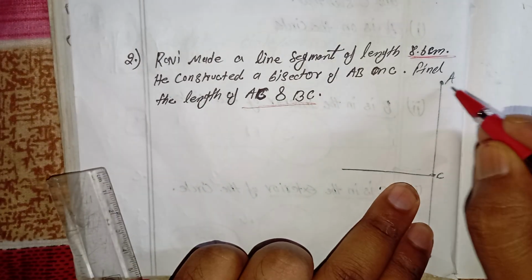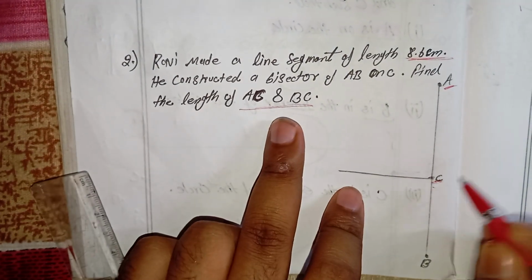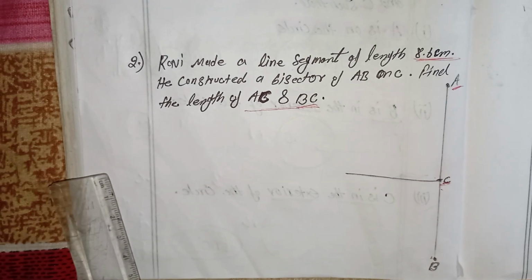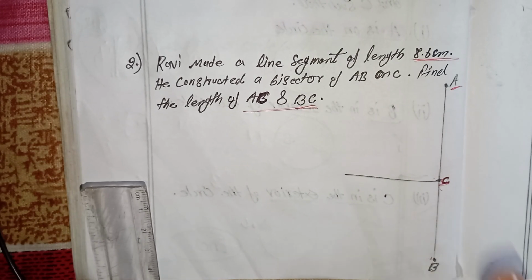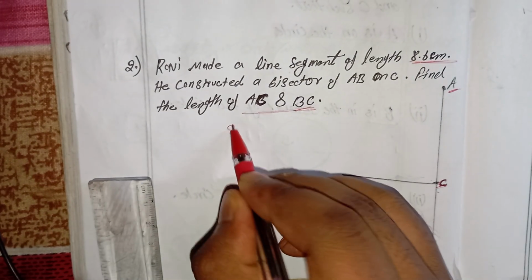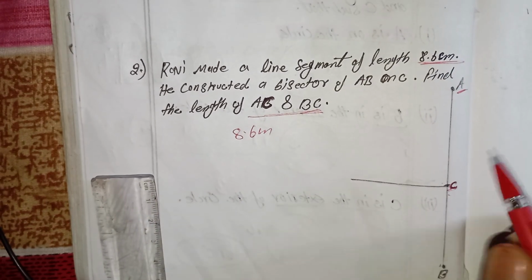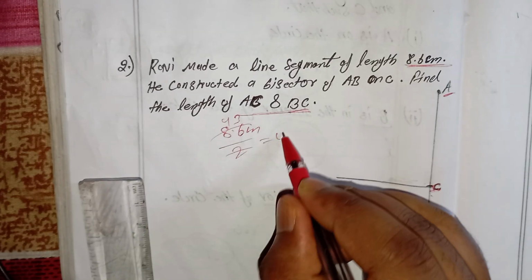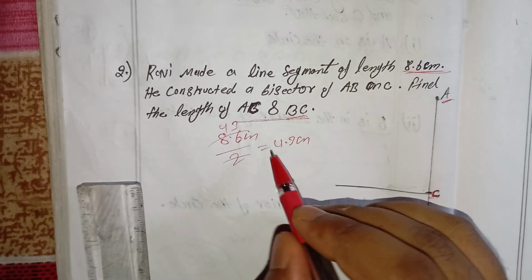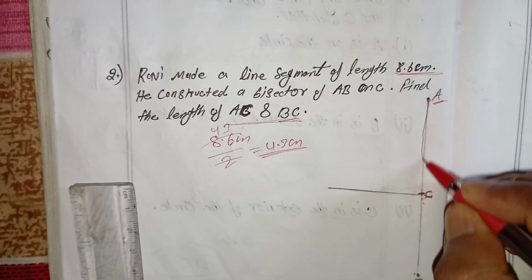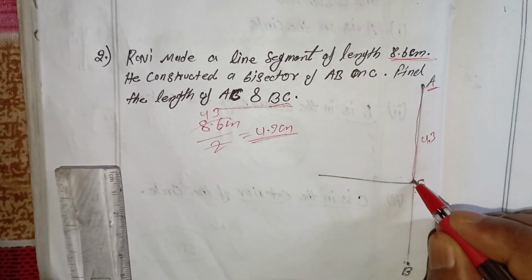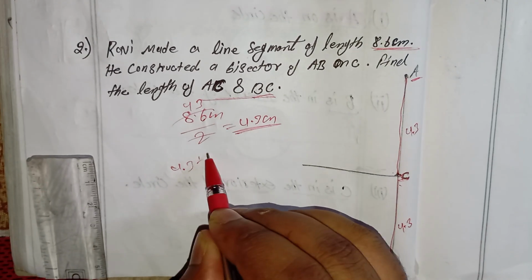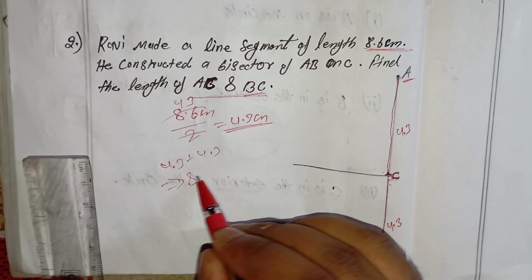It is given this A and C. What is the length of A and C you have to find, and what is the length of B and C you have to find. So it's very simple, because if C is made in the middle, this is 8.6 centimeter is given. So where we will take the perpendicular line, when you divide this, it's going to be 4.3 centimeter. It means that from here to here, this line is 4.3. It means that line also is 4.3, because when you add this together, 4.3 plus 4.3, it is going to be 8.6 only.